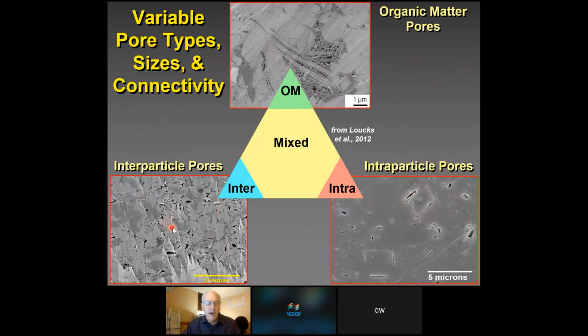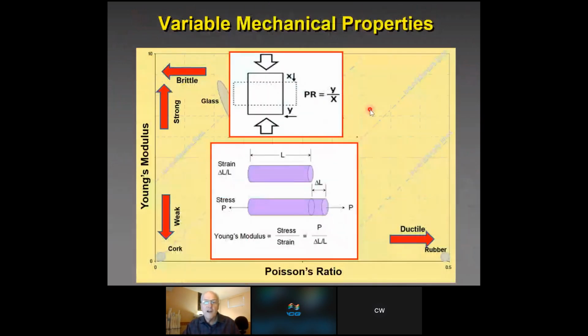Some of the best porosity, especially in our oil plays in shales, comes from interparticle pores, between particles. They tend to be larger, and they tend to be interconnected. So where does all this fall into a sequence stratigraphic framework? And on top of this, you have to consider the variable mechanical properties of shales.